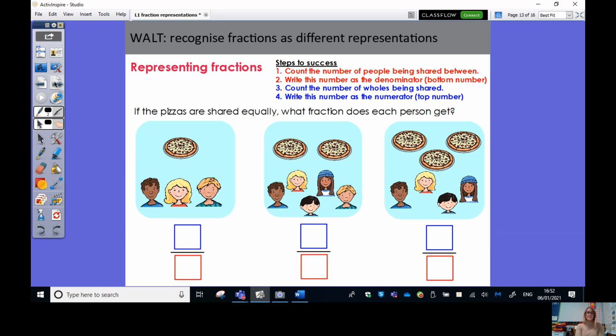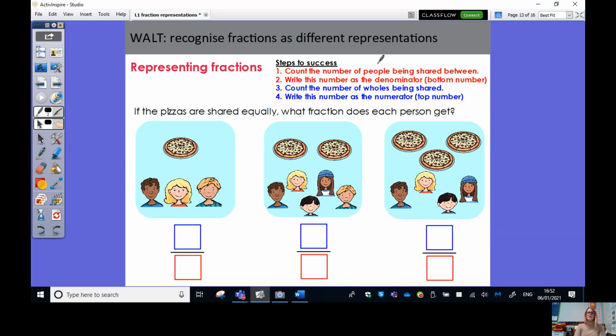Okay, we're going to look at something slightly different now. We're going to look at when we're sharing something between a certain amount of people or groups. In this case, it is pizza. I don't like sharing pizza personally, but we're going to have a look at how we are going to share it. So we've got 1 pizza and 3 people for the first one.